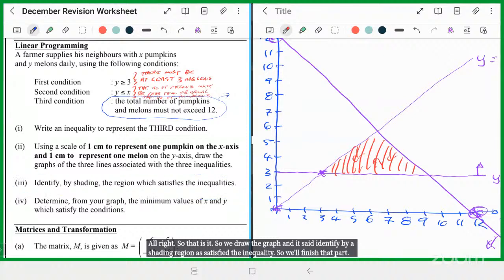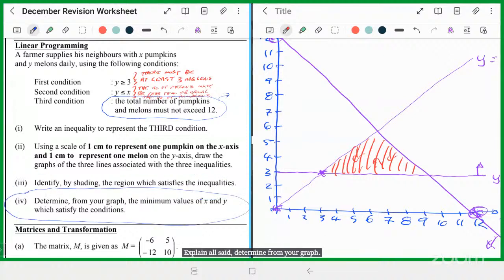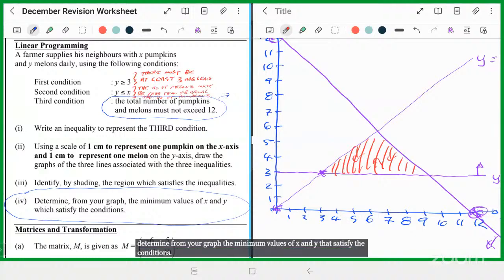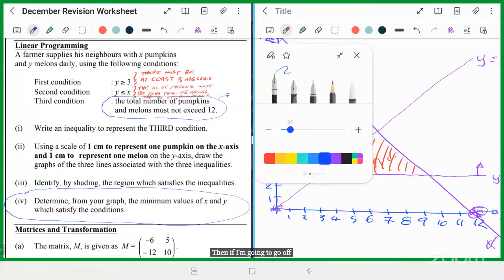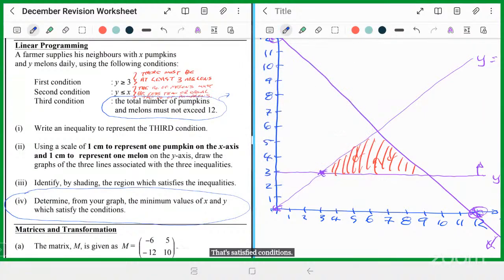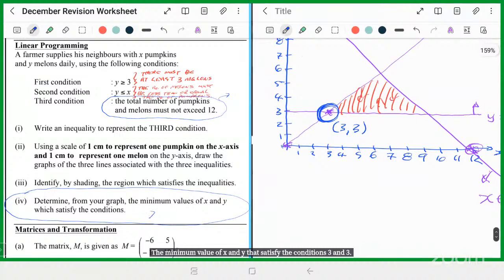Next part now says determine from your graph the minimum values of x and y that satisfy the conditions. Tell me from the graph where the minimum values would be that satisfy the conditions. Right at this vertex right here. Minimum value of x and y is at that vertex, 3, 3. So the minimum value of x and y that satisfy the conditions will be 3 and 3. So the answer for this is x equals 3, y equals 3.